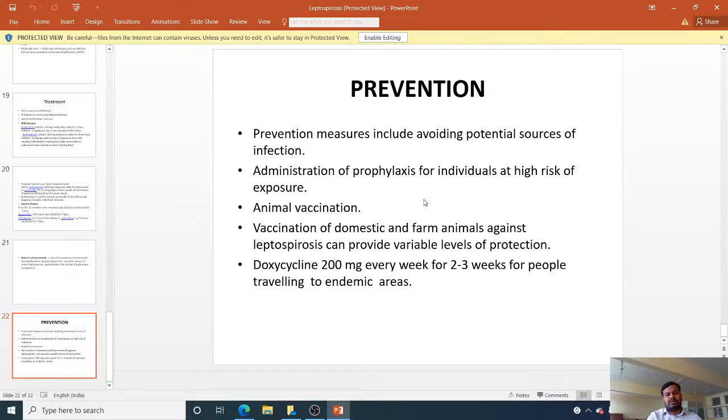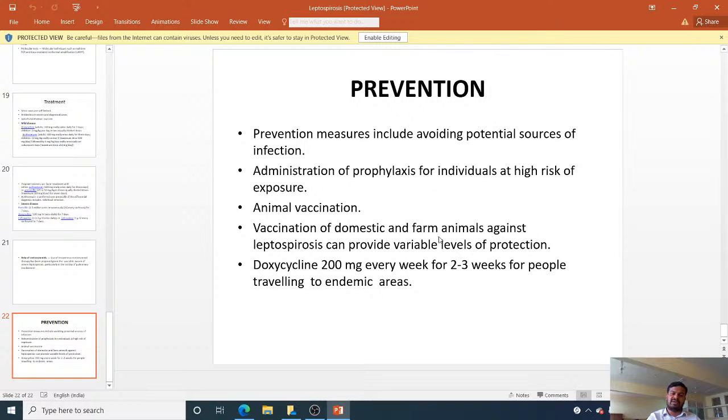So keep the places and the surroundings clean to avoid rodents. If the places are dirty, if there is any leftover food, the rodents come to feed, and this can be a potential risk of how people contract the infection. Vaccination of domestic and farm animals against leptospirosis can provide variable levels of protection. This has been done in endemic areas.